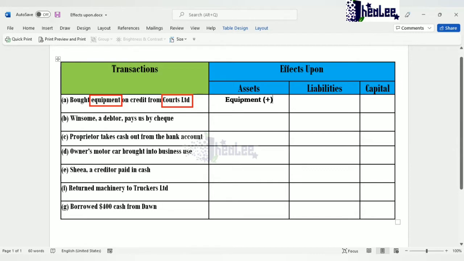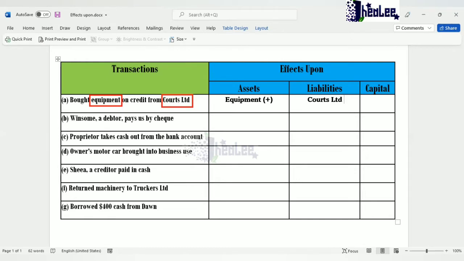The next item is Quartz Limited. Quartz Limited is the business that our business purchased the equipment from. This was not paid for, so it means that this is a liability. So under liability, we put Quartz Limited. Now, we have to indicate whether there is an increase or a decrease. Now, if you think about it, the fact that your business did not pay this individual, there is an increase in the value of what your business is owing to that particular business.